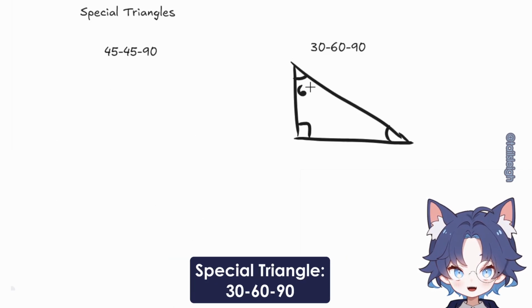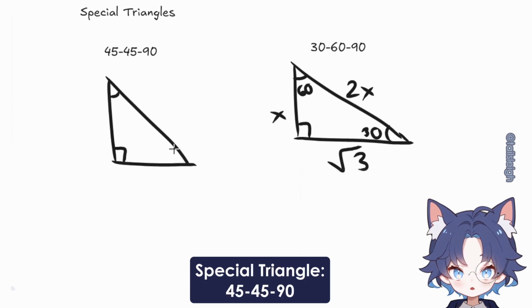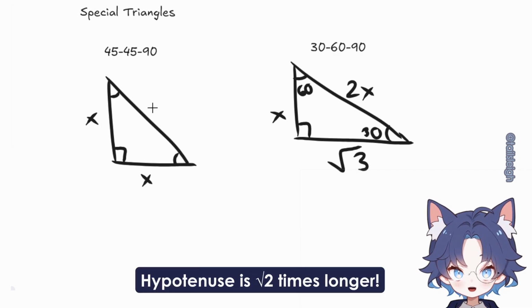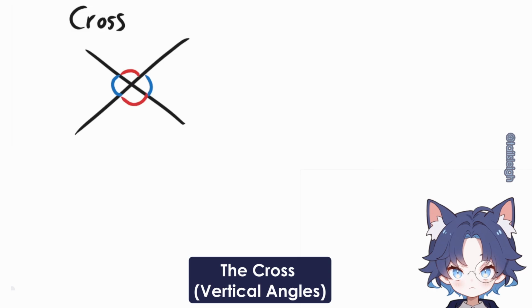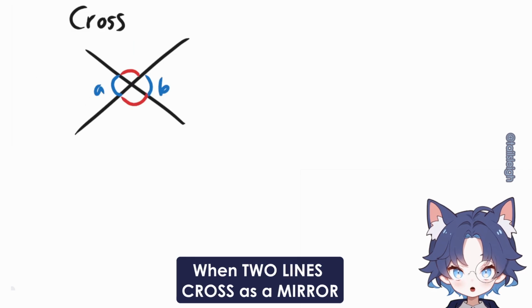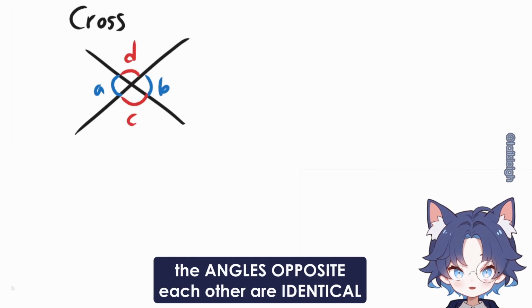For a 30, 60, 90 triangle, the short leg is opposite the 30 degree angle. For 45, 45, 90 degrees, legs are equal, hypotenuse is square root 2 times longer. Know your angles. Vertical angles: when two lines cross, it creates a mirror, the angles opposite each other are identical.